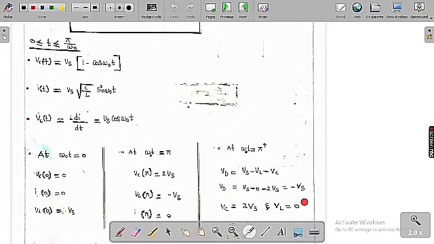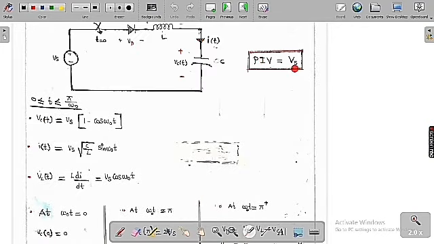So we can say this is the maximum voltage experienced by the diode. So Vs is the maximum voltage experienced by the diode. This is called the peak inverse voltage of the diode. So the peak inverse voltage of the diode is Vs.